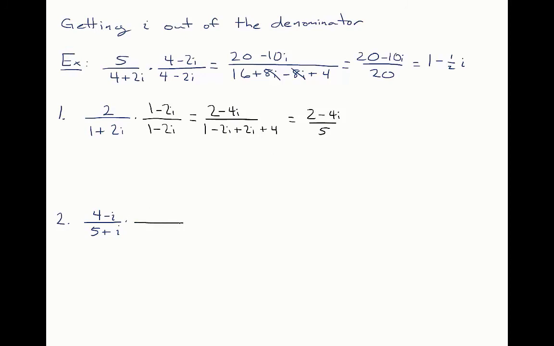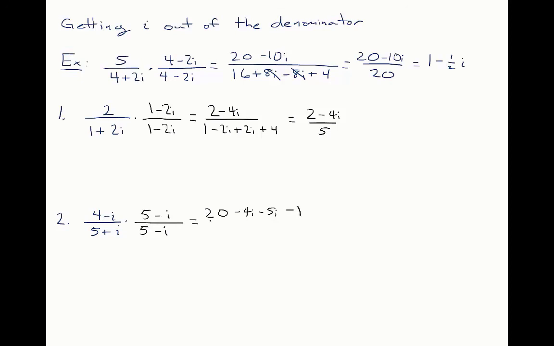And the second one. Here, we're multiplying by the complex conjugate of the number in the denominator. So it's 5 minus i. And we want to multiply this all out. So we get 20 minus 4i minus 5i. Then we have minus i times minus i squared is minus 1. And minus times minus is plus. So this still comes out to minus 1.